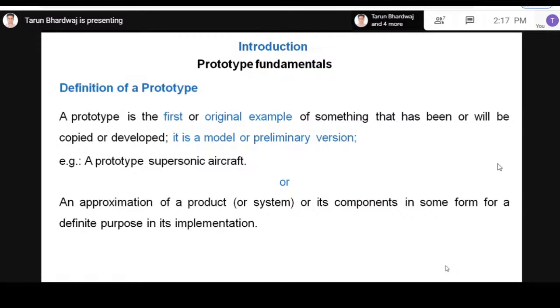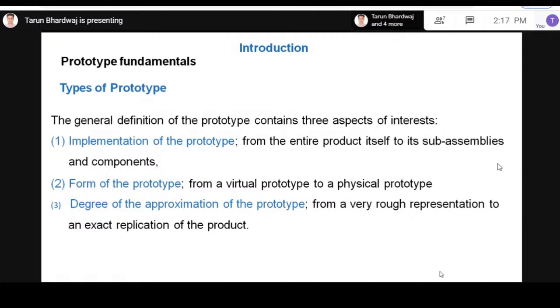And we just talk about the types of prototypes. The general definition of a prototype contains three aspects of interest. The first one is the implementation, the second one is form, and the third one is the degree of approximation of a prototype.